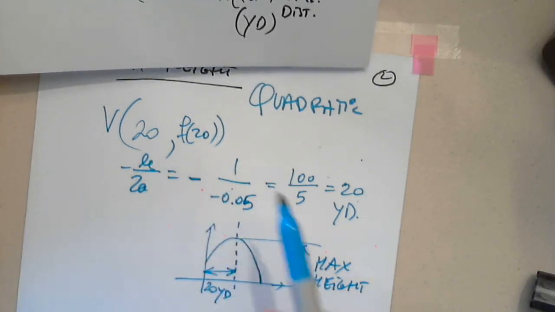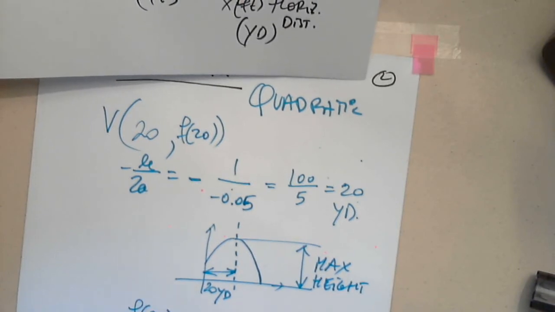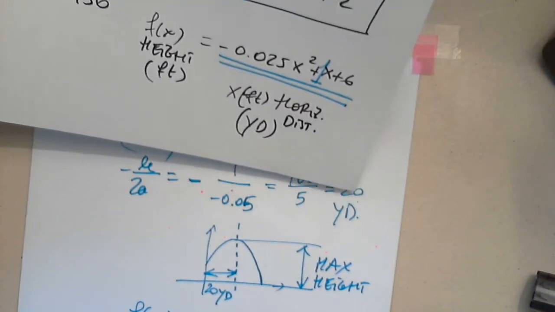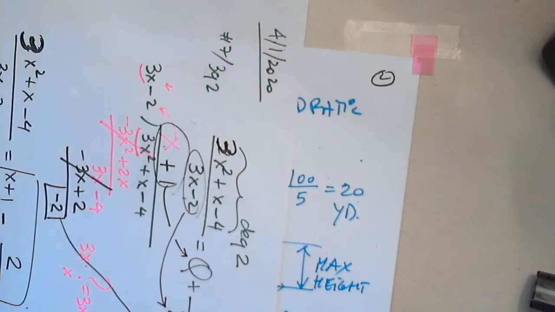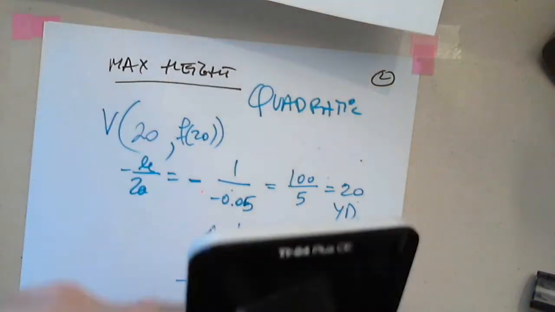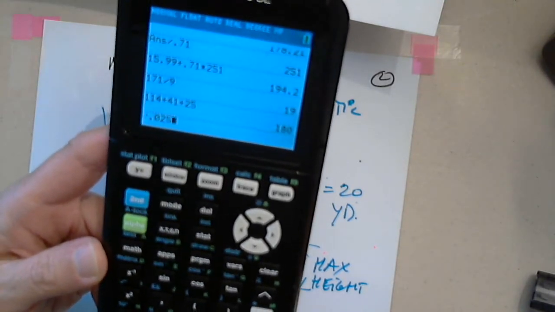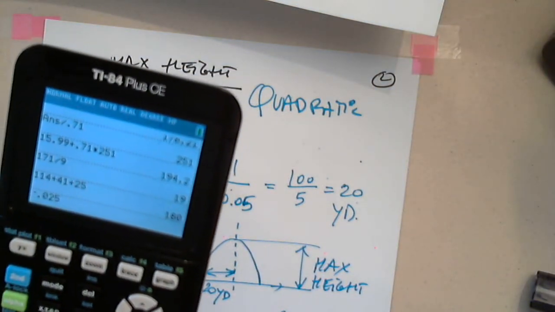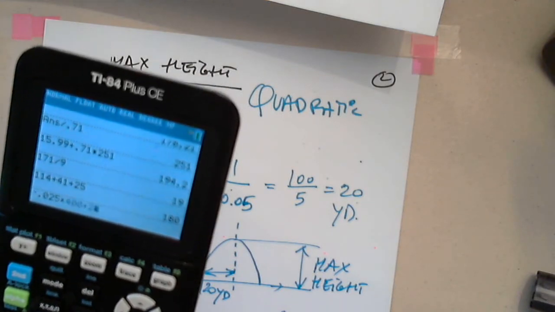Once we have x, we always determine y by plugging it in. So f of 20 equals negative 0.025 times 20 squared plus 20 plus 6. So we can use the calculator. And with negative 0.025, I can square 20, and that's multiplied by 400. And then I can add these two. It's positive 26.